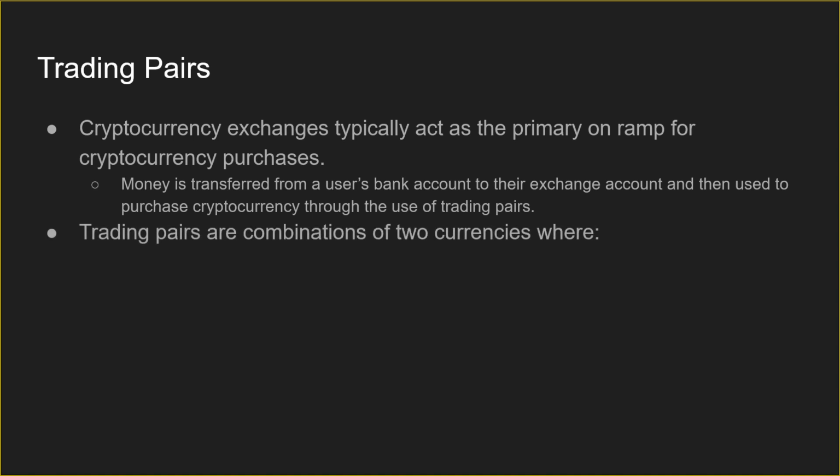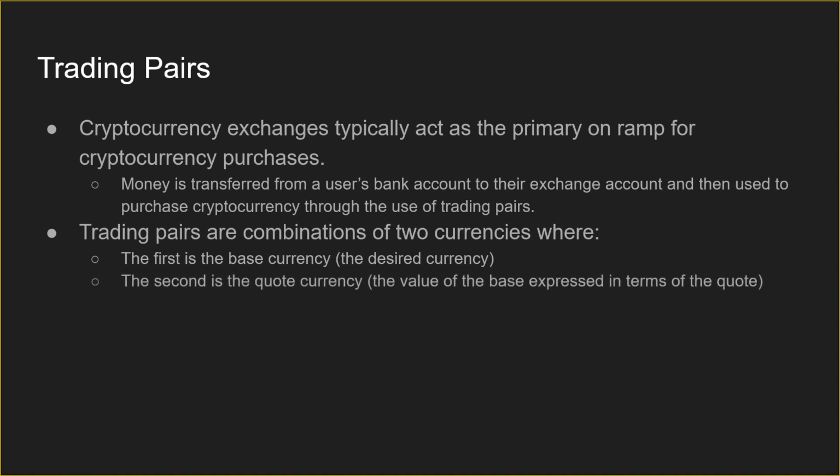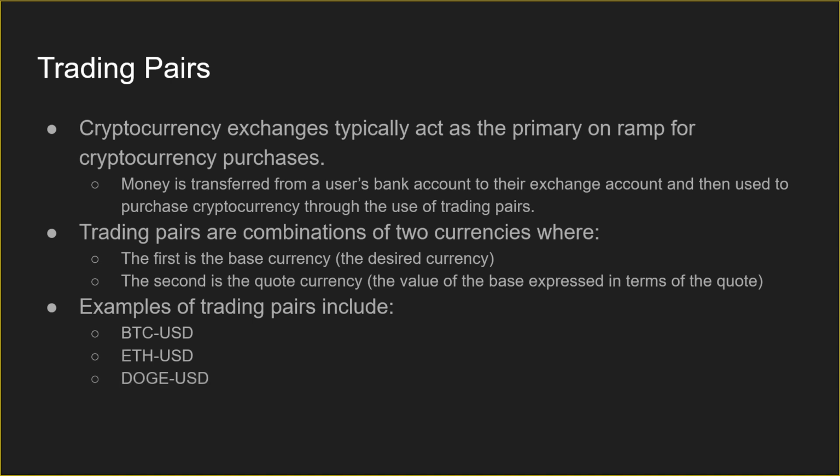Trading pairs, in a simple way of thinking about it, are just combinations of two currencies, where the first is the base currency, the desired currency, the one that you're exchanging for, and the second is the quote currency. This is the value of the base expressed in terms of the quote. Some examples of trading pairs include Bitcoin to the US dollar, ETH to the US dollar, and Doge to the US dollar.